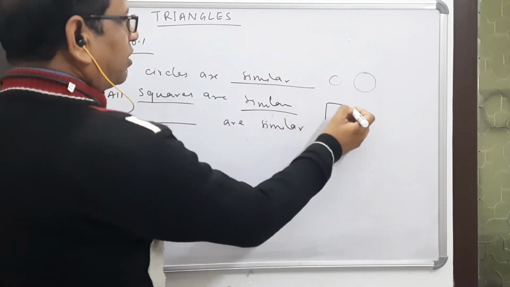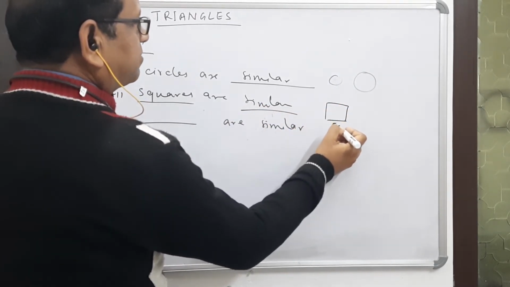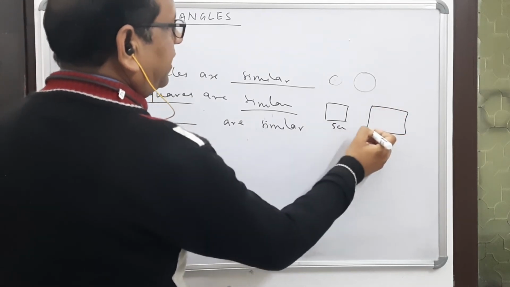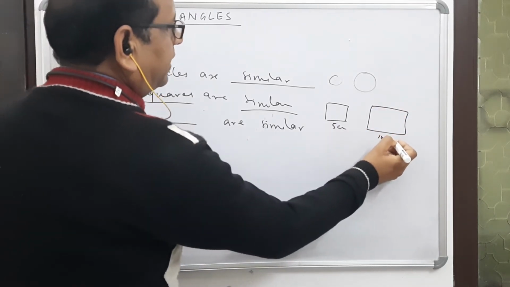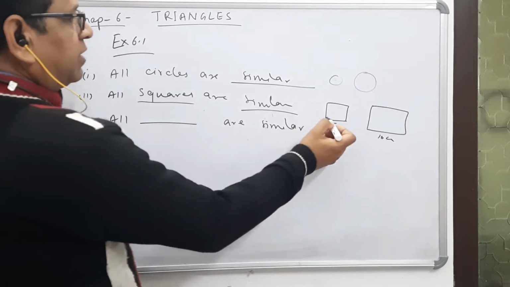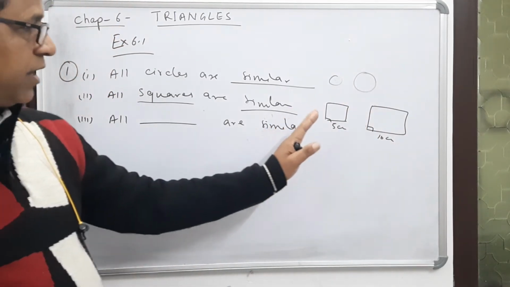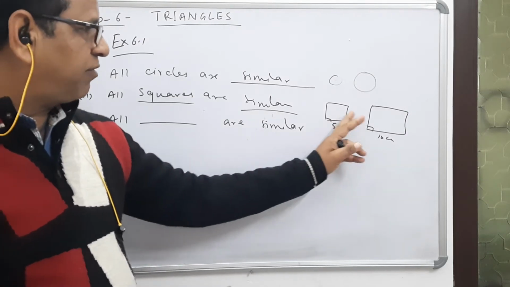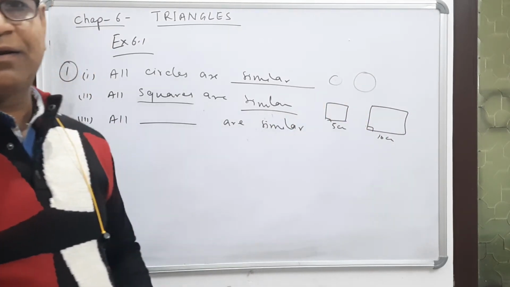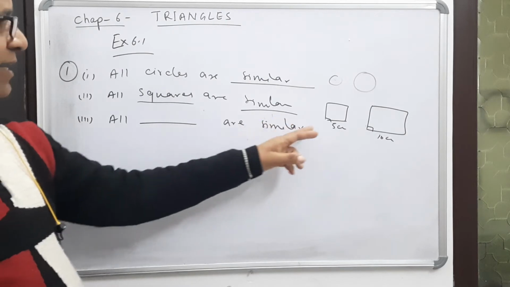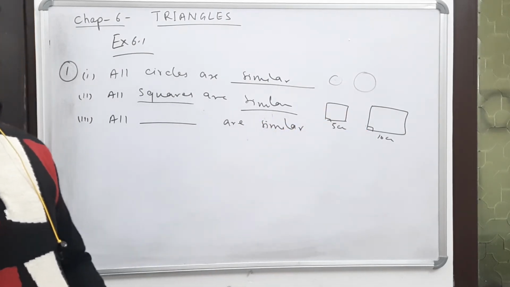Because in the square, if I draw one square of side 5 centimeter and the other square of side 10 centimeter, then you know that all the angles are equal, 90, 90, 90. And what is the ratio of all the sides? 5 by 10, 5 by 10, 5 by 10, 5 by 10, that is 1 by 2. So the sides are proportional and the angles are equal.